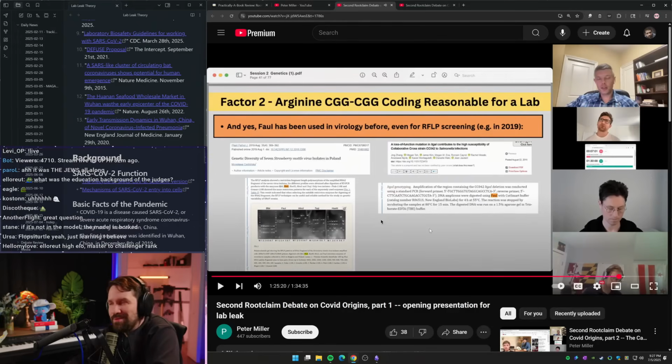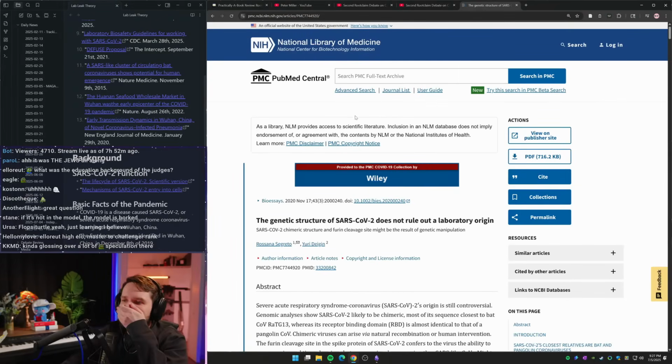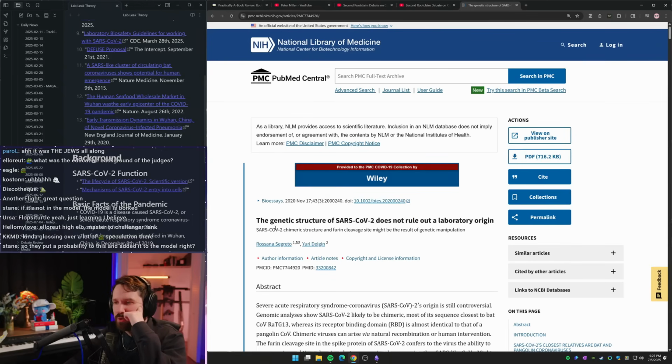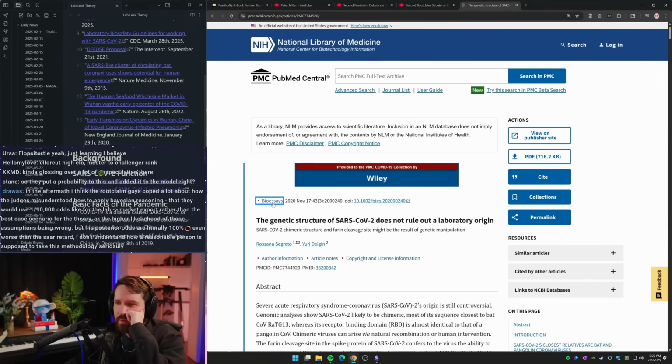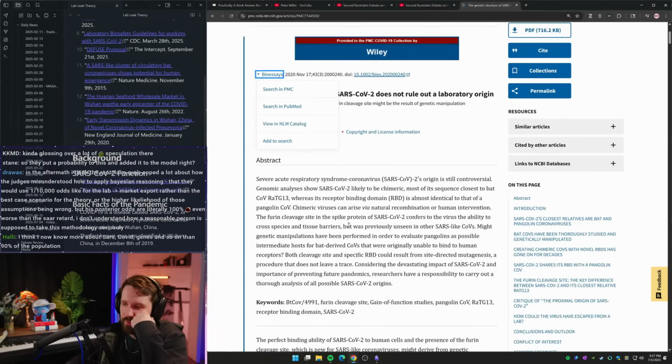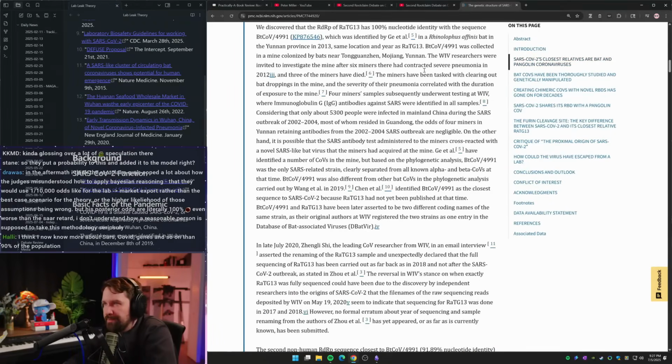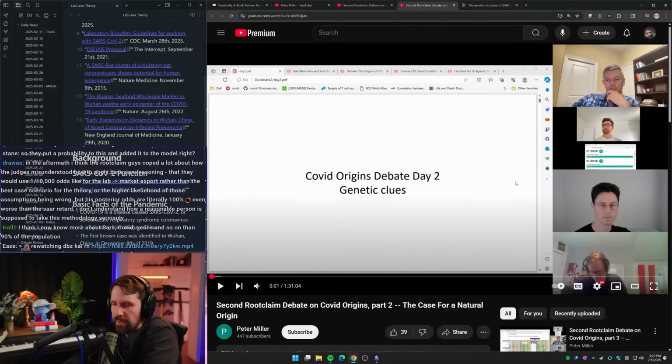So that might be true, it might not be true. I wish he had a source to validate that. I'm willing to give a bit more leeway to him because I think he's a subject matter expert. He actually has published stuff on this. The genetic structure of SARS-CoV-2 does not rule out a laboratory origin, and this is published in Bioessays. I don't know the strength of the journal or not, but still, regardless, he's credentialed at least a bit in here.